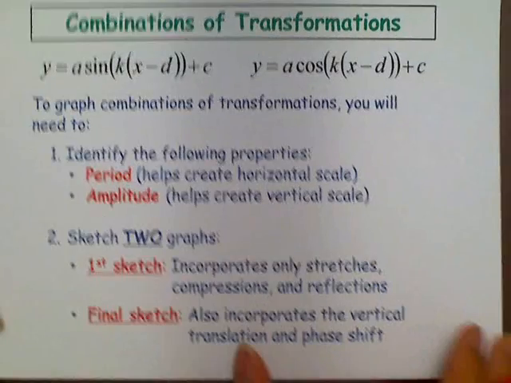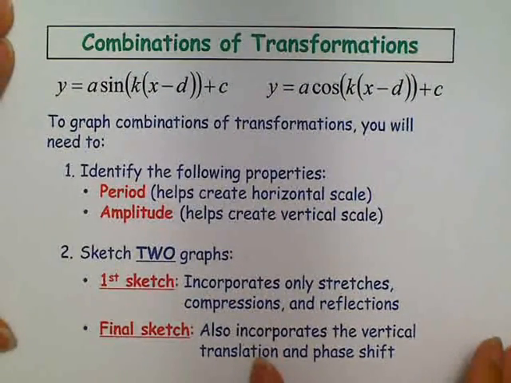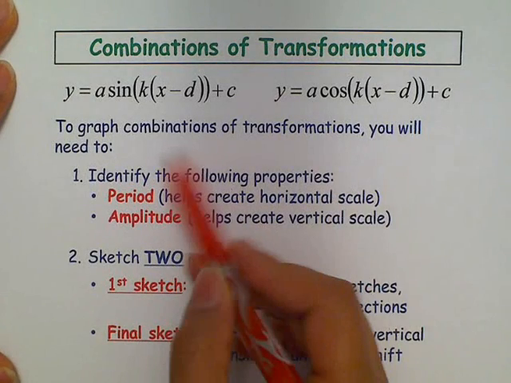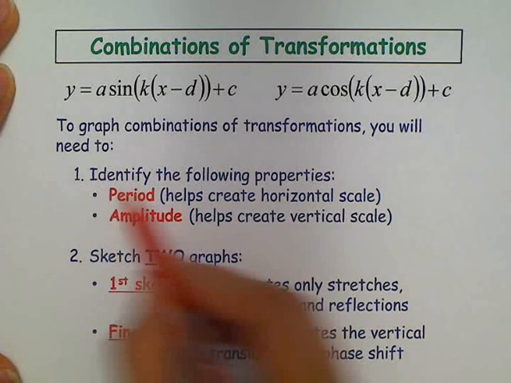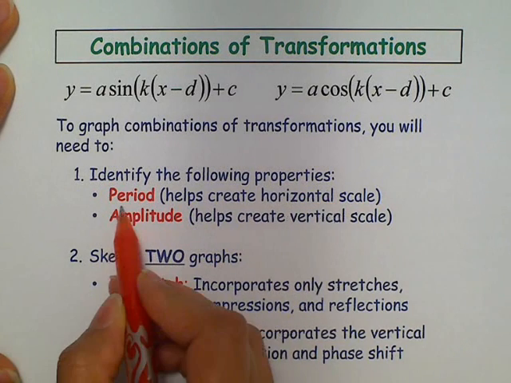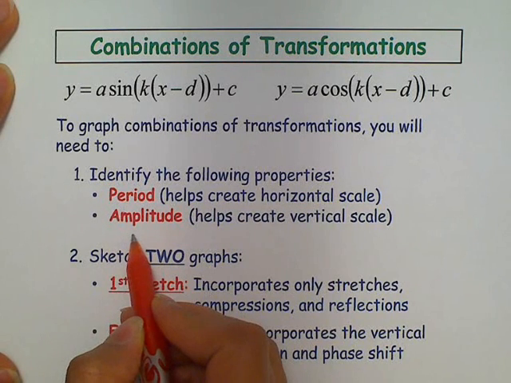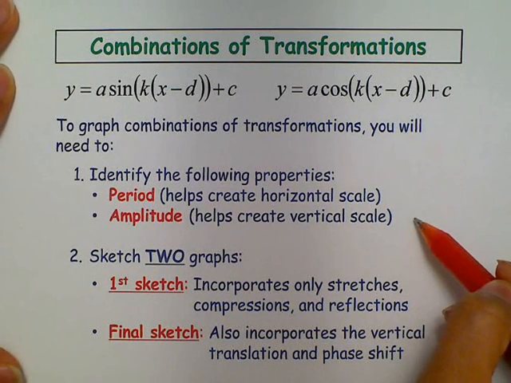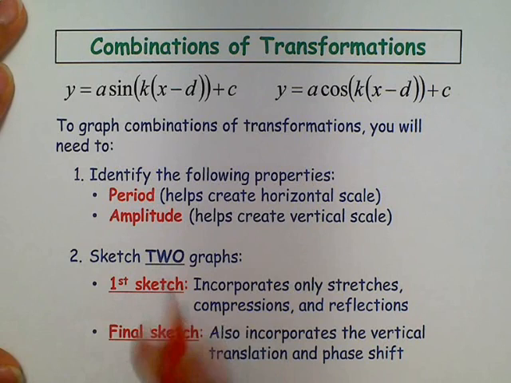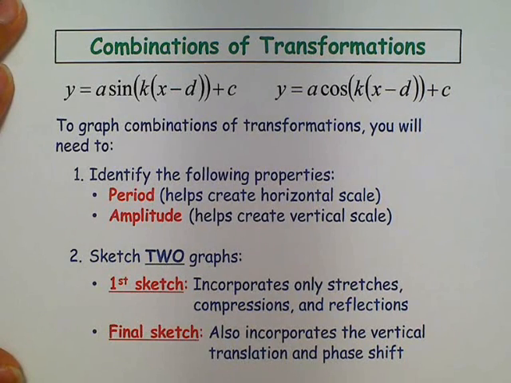So let's take a look at graphing combinations of transformations. To graph combinations of transformations, you will need to first identify the following properties. So figure out the period and figure out the amplitude, and what that will do is help you create the horizontal scale and the vertical scale. And then you can actually sketch 2 different graphs.